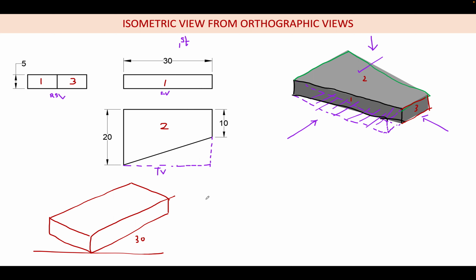This will be my front view, this will be my top view, this will be my right side view. I will now do one thing: I will slightly reorient it differently. Let me say that I am seeing the front view from here. So this will be my 30 mm, this will be my 20 mm, and this will be the height.